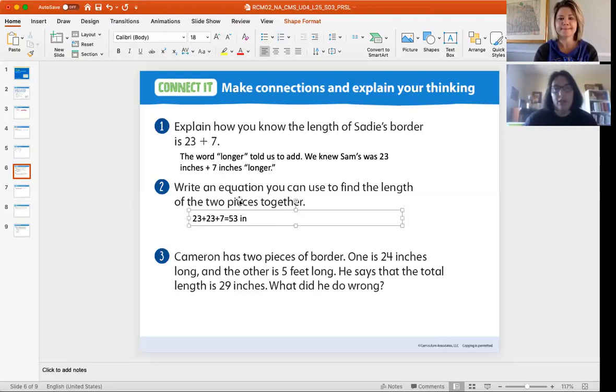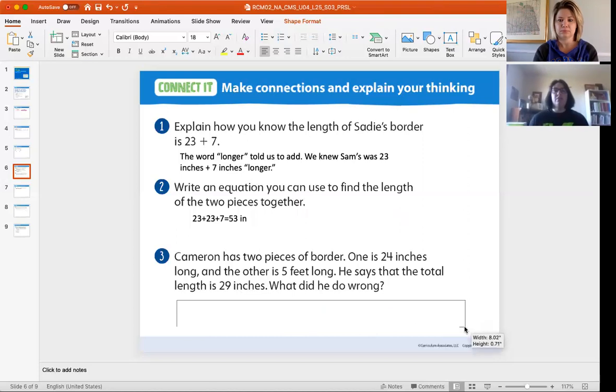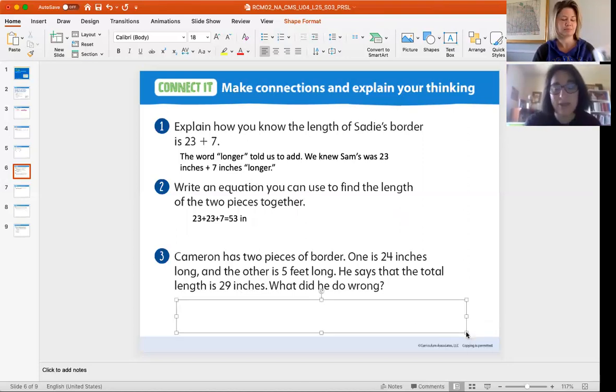Right. All right, so let's look at another problem. Cameron has 2 pieces of border. One is 24 inches long, and the other is 5 feet long. Oh my goodness. So we have 2 different units of measure. He says that the total length is 29 inches. What did he do wrong? Oh, I think I know.